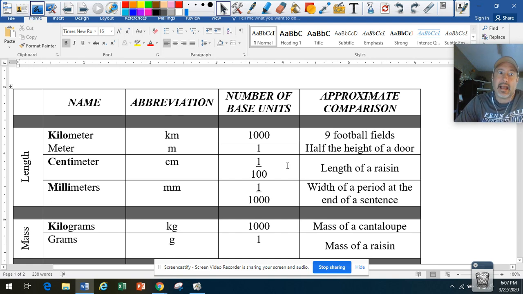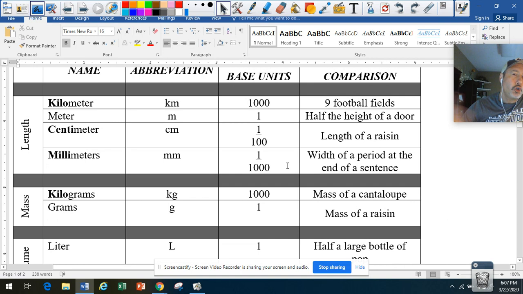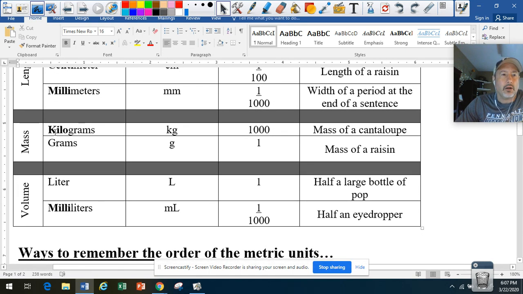Then we're getting into mass. Mass is compared to weight. Weight we use in our customary; mass is what we use in the metric. The basic unit of mass that we'll be working with here is the kilogram, and the abbreviation of that is kg. It's about 1,000 times the base. Think of that as the mass of a cantaloupe, about the size of this right here. That would be our cantaloupe.